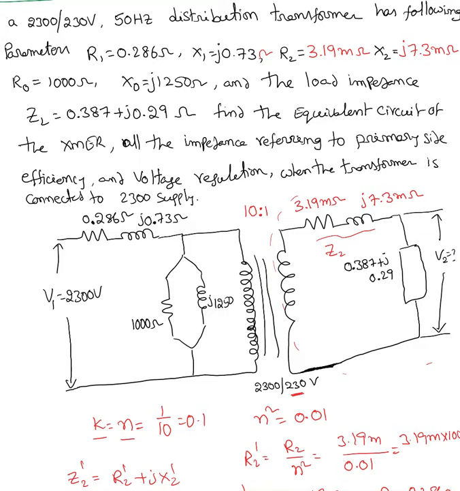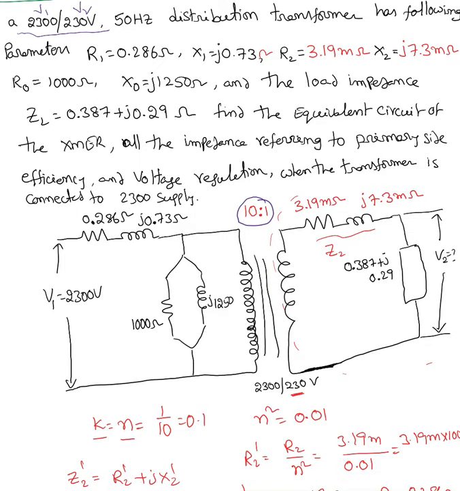In this video, I'm going to solve another example based on the actual transformer with losses. So here a 2300 by 230 volt 50 Hz distribution transformer has the following parameters. So he gave us the primary voltage. This is V1, this is V2. Okay, so from there you can find N1 is to N2, which is 10 is to 1.